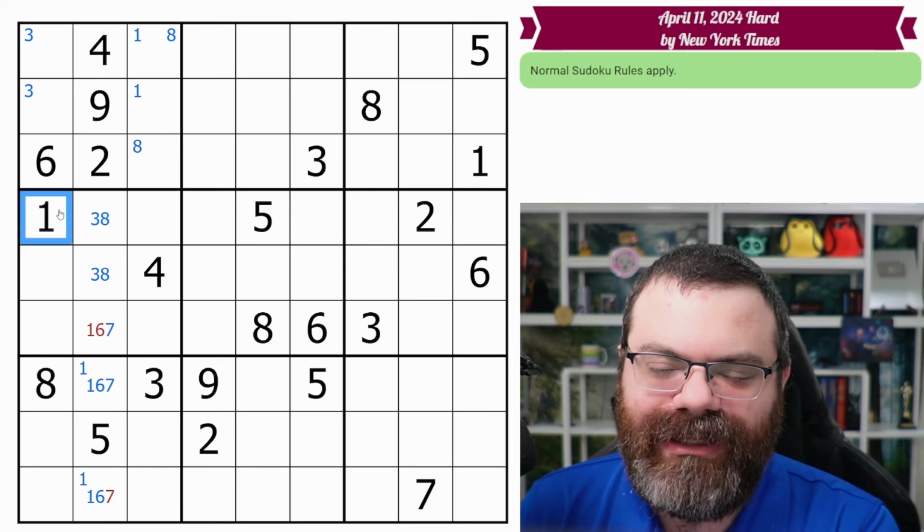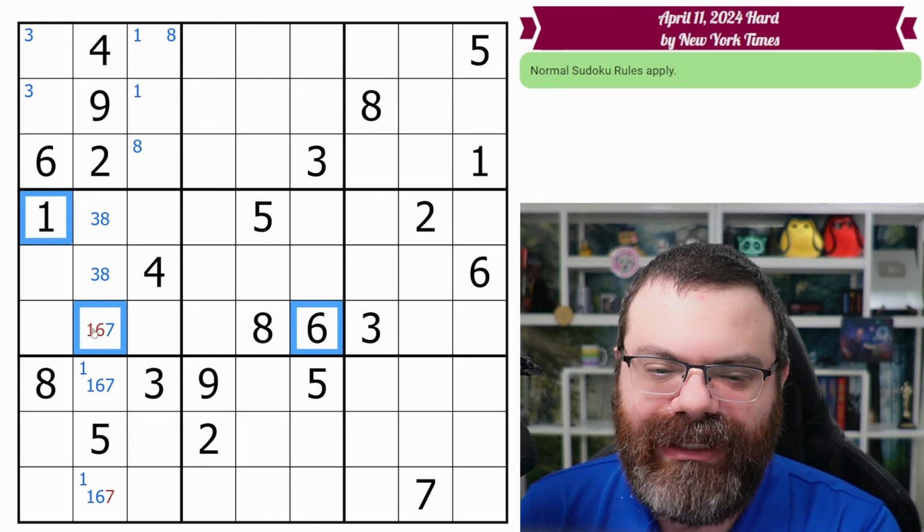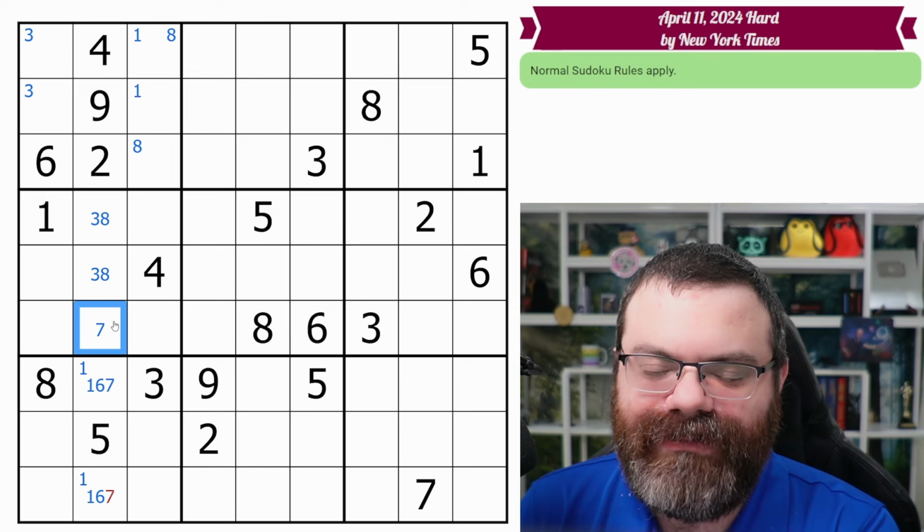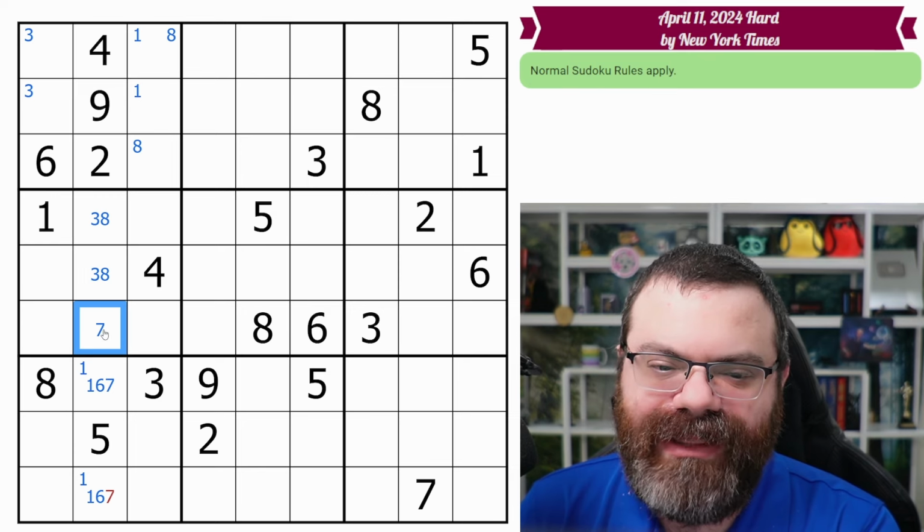And you can see that this cell here can't be the 1 or the 6. And so of 1, 6, and 7, it can't be 1, 6, so it can only be 7. In fact, I think we can probably just see this as a naked single.